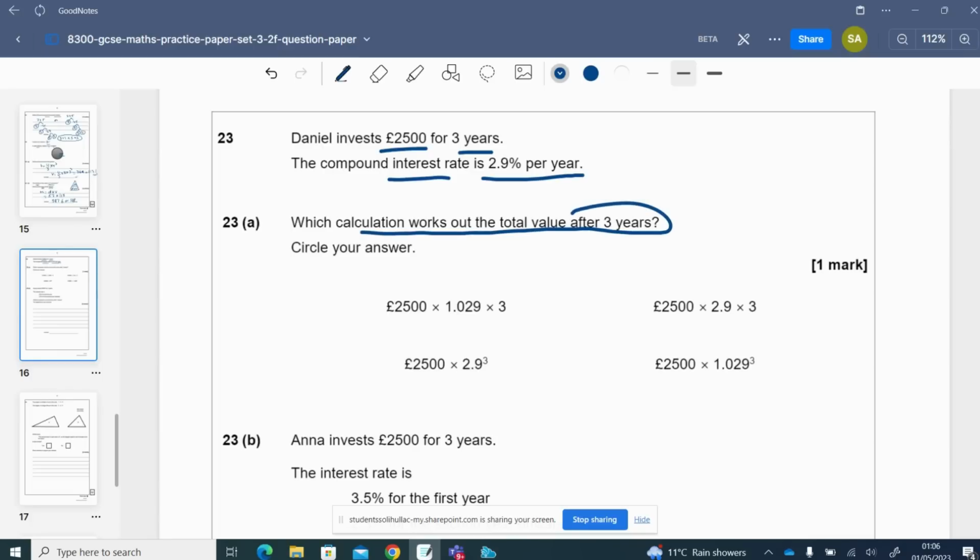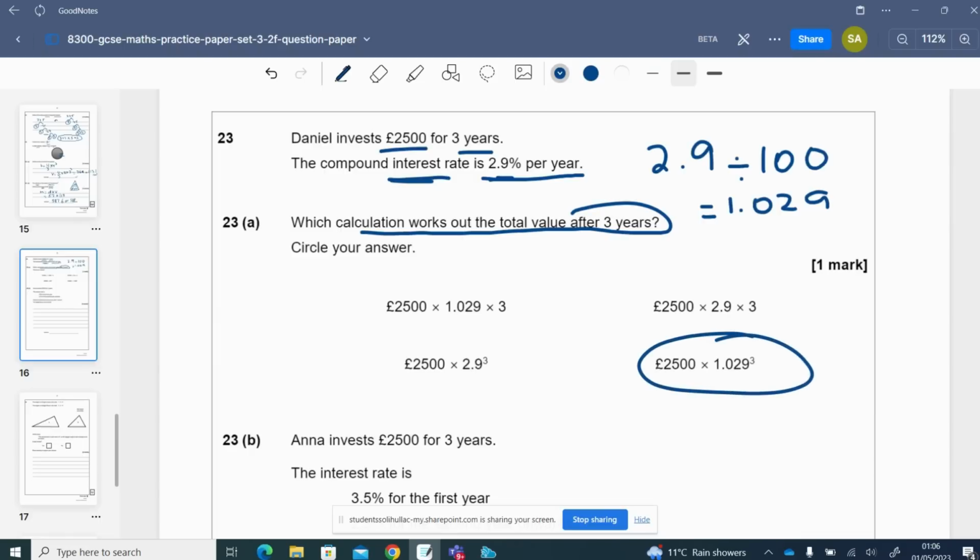Now, to calculate the compound interest, we need to work out the multiplier of 2.9%. To find the multiplier, we divide the percentage increase, 2.9, by 100, and that gives you the multiplier, which is 1.029. So to find the compound interest for 3 years, we need to multiply 2500 by 1.029 cubed. And that is your answer for 23A.